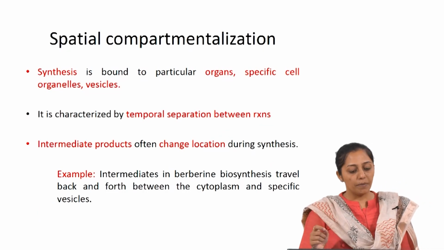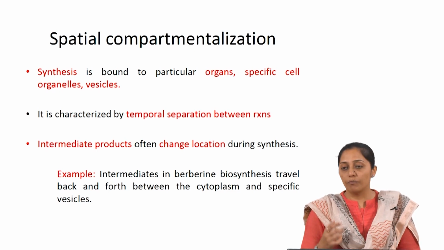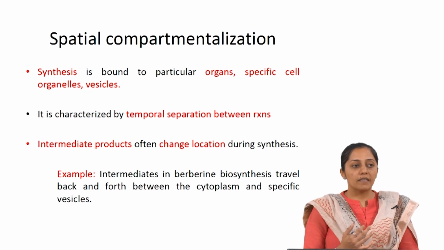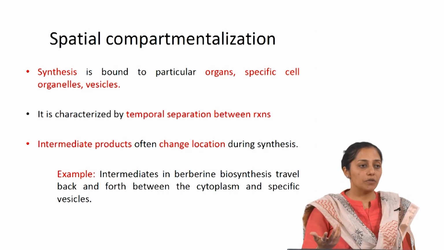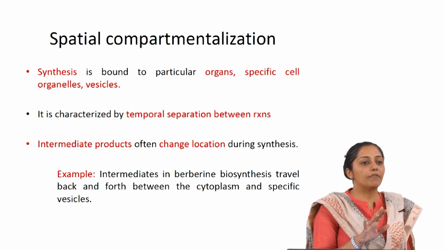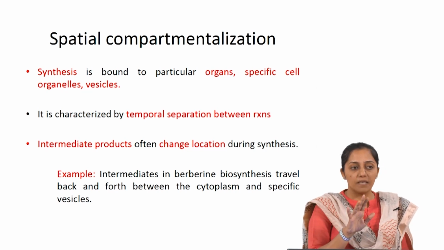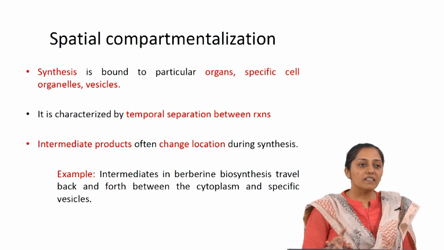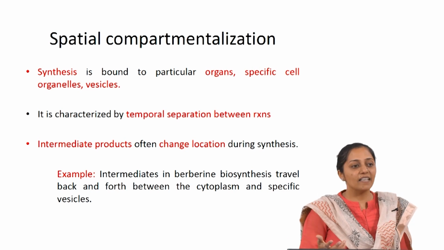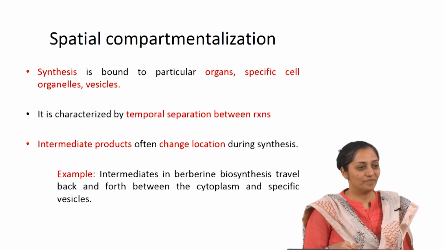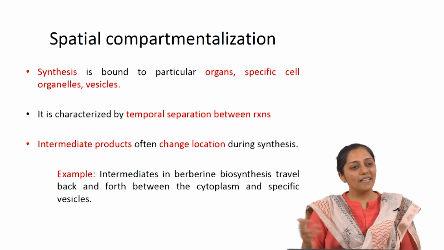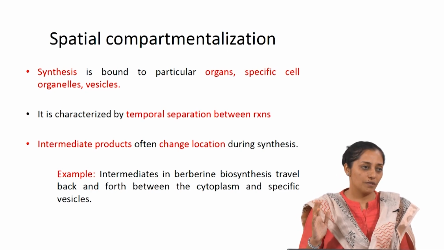Now, spatial compartmentalization: synthesis is bound to particular organs, specific cell organelles or vesicles. For example, in camptothecin, there are reports in the literature which say that if you try to extract camptothecin, you will be able to get maximum yields from the bark. But when synthesis has been observed, there are literature reports which indicate that the synthesis happens in the root. So this is an example that the site of synthesis may be completely different from the site of storage.